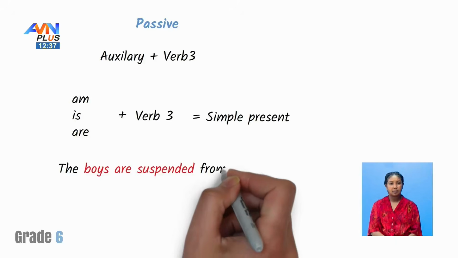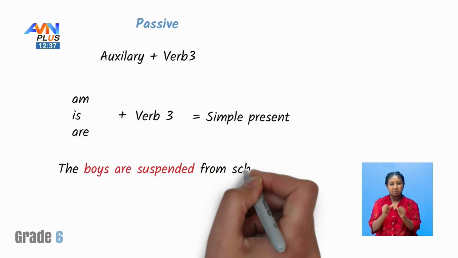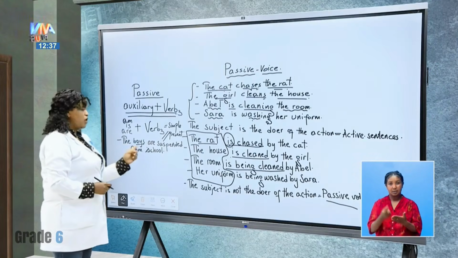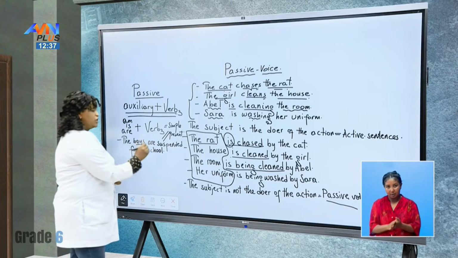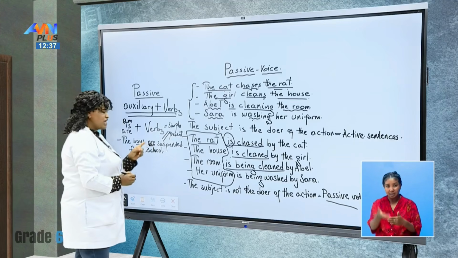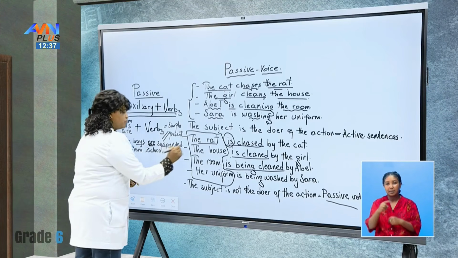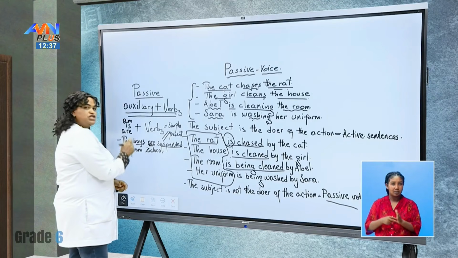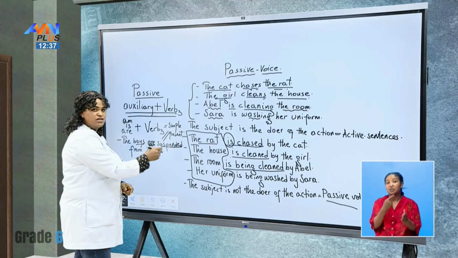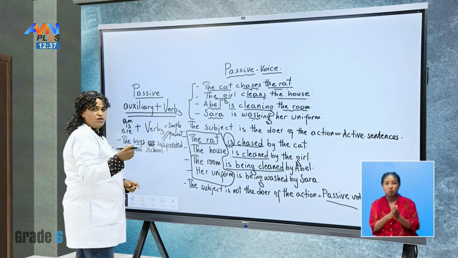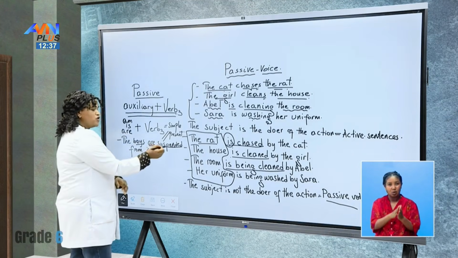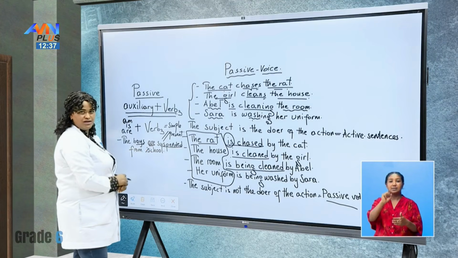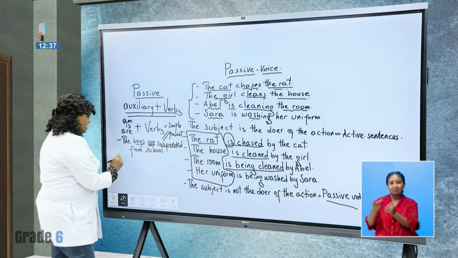Suspended from school. Look at this. The boys, plural subject, so are, then what comes after this auxiliary is what? Past participle, which is suspended. That means it's not these boys who have performed this action. Maybe it is the school principal or somebody in the school who has performed this one. So the boys are suspended from school. Very good.